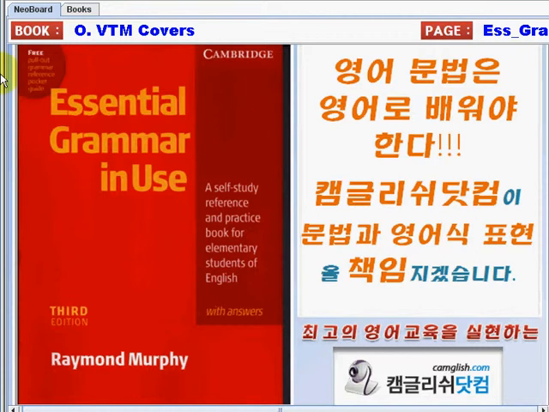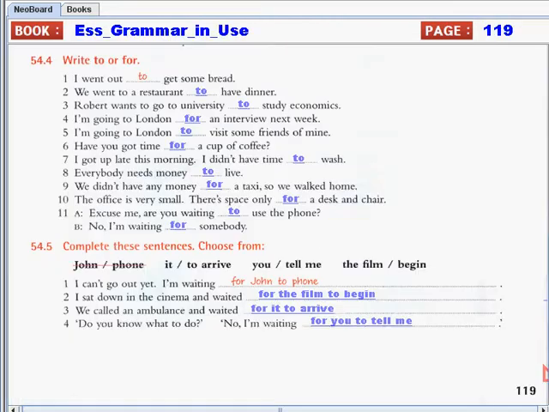Today we will study the Essential Grammar in Use, 3rd edition by Raymond Murphy. This is the continuation of our lesson last time under Unit 54, and we are on 54.4, part of the exercises under this unit. Can you still remember how to use to and for? Very good. So let's continue with this part.